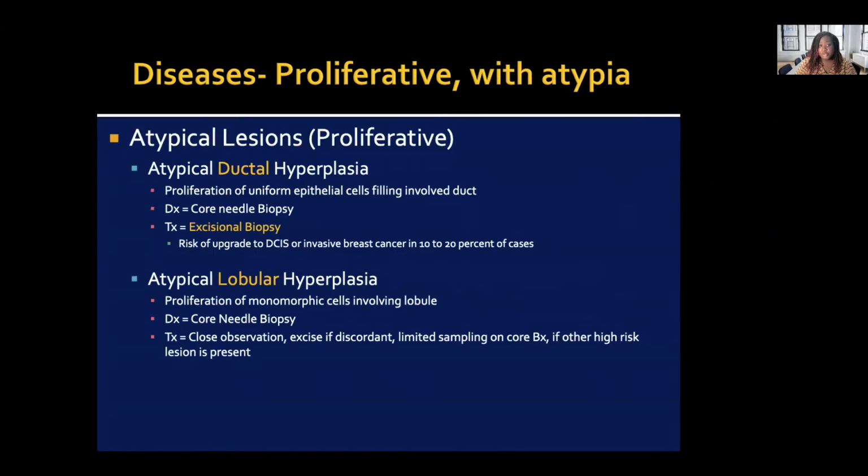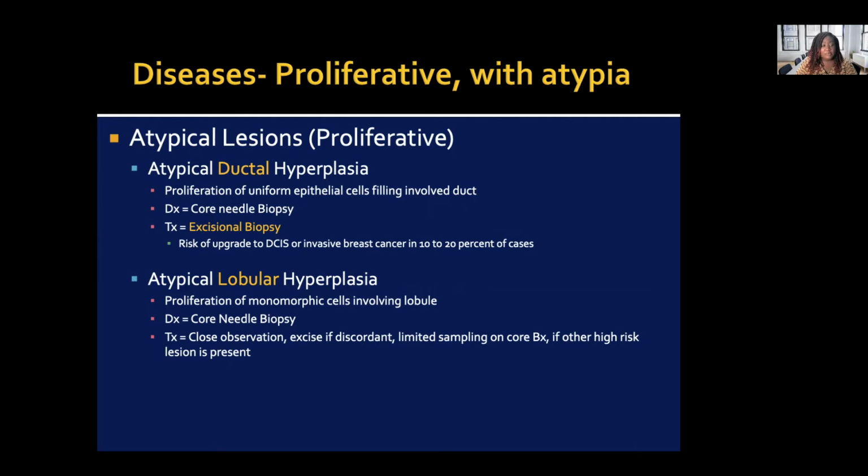Atypical lesions, proliferative. Now, these lesions include atypical ductal hyperplasia and atypical lobular hyperplasia. Atypical ductal hyperplasia is proliferation of uniform epithelial cells filling the involved duct. The diagnosis is usually made with core needle biopsy, and the treatment of these is excisional biopsy. There is a risk of upgrade to DCIS or invasive breast cancer, sometimes in 10 to 20% of cases.